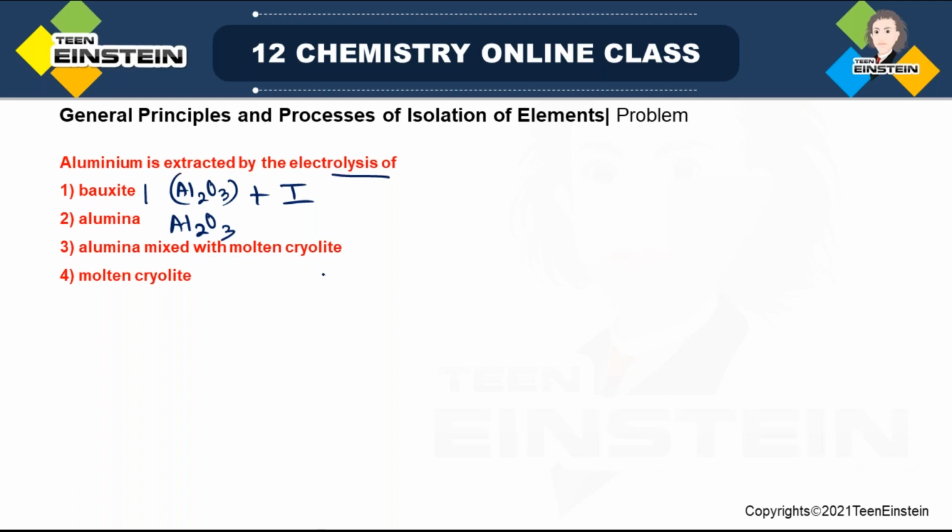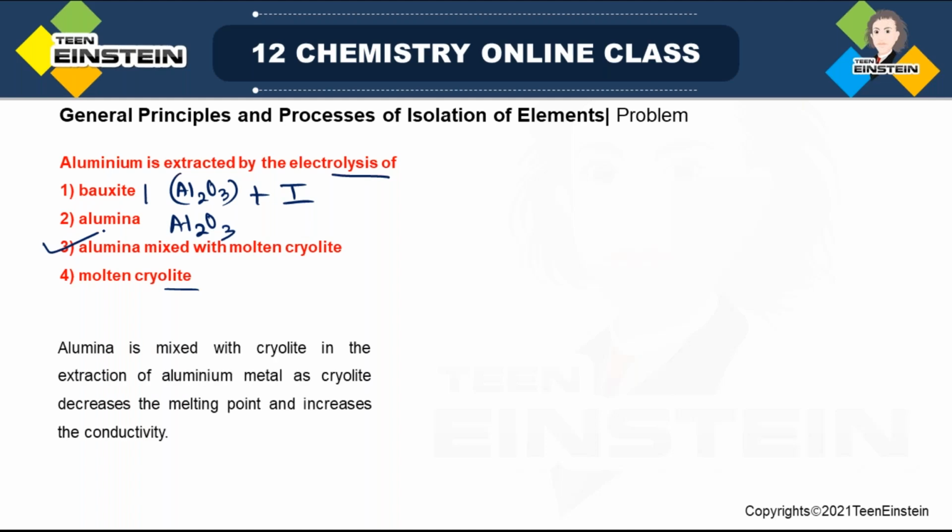Why is it used? There is a particular reason for that. The last option is simply cryolite, but which option is actually correct? Here the correct option is alumina mixed with molten cryolite. When you do the electrolysis, obviously we have to take a salt of aluminium. But why are we adding molten cryolite? The reason is that alumina is mixed with cryolite, which also contains aluminium.